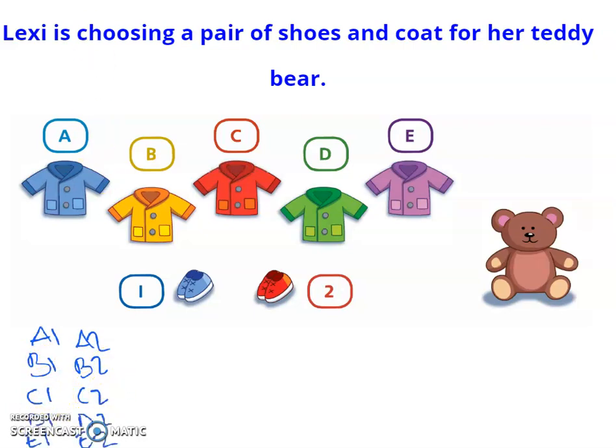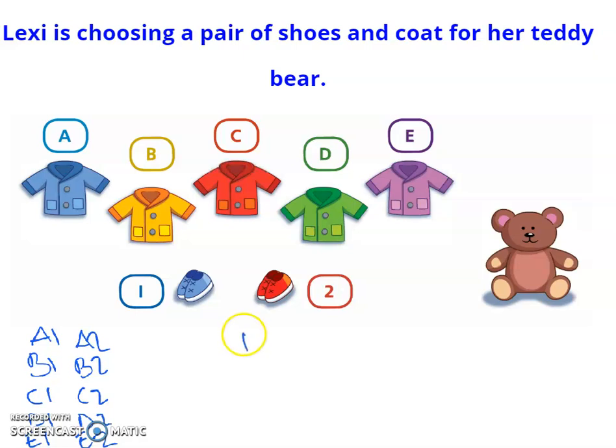And by listing all the different combinations that I can make by dressing up my teddy bear in this instance, with coat A and shoes 1, coat A and shoes 2, coat B and shoes 1, coat B and shoes 2, I have 1, 2, 3, 4, 5, 6, 7, 8, 9, 10 different outfits that the teddy bear can wear. And if we think about that same idea, for each coat I have 2 pairs of shoes.